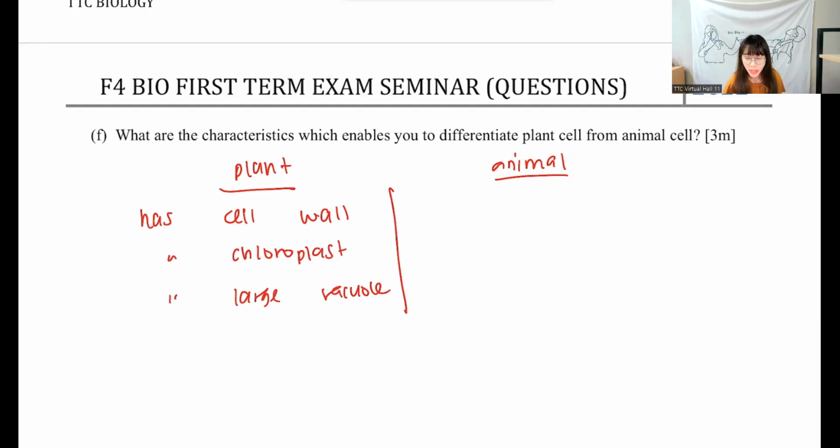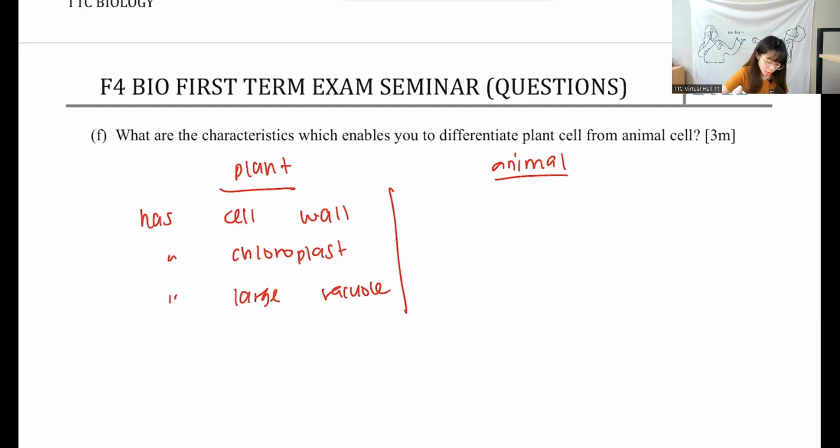Okay, any question from this page? If it's compare and contrast, it means we have to write similarity and differences. If you only write similarity or you only write differences, you will never get the full marks. Compare and contrast, you have to write both. Okay, any question from this page?